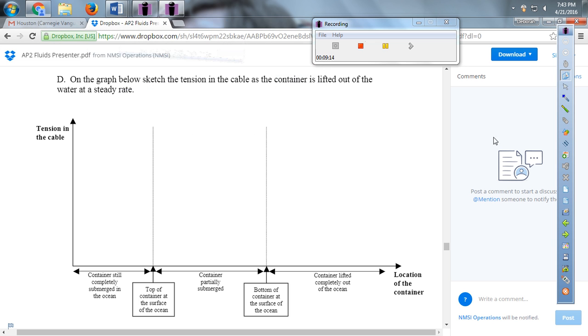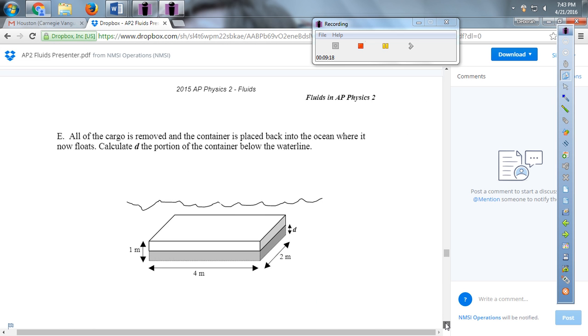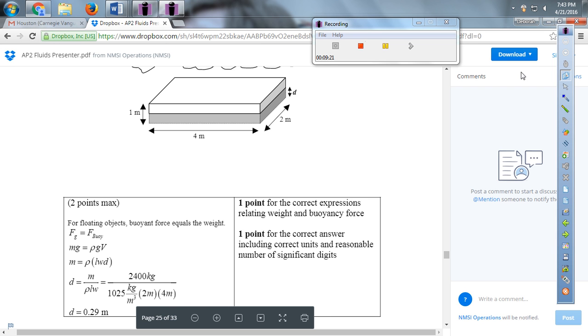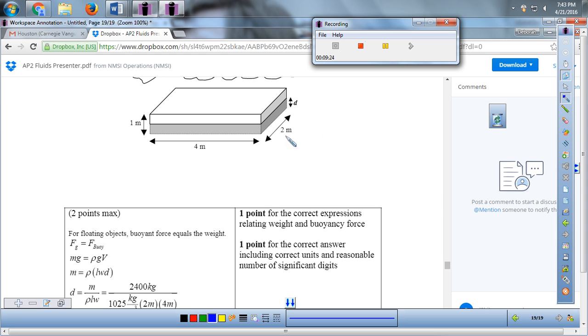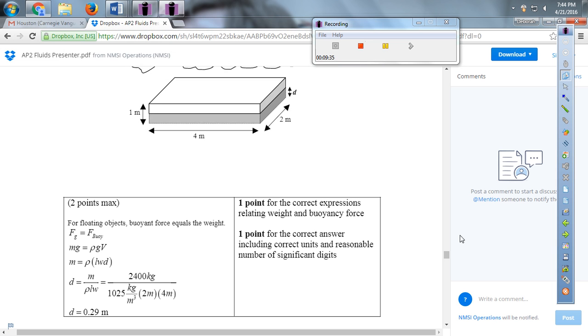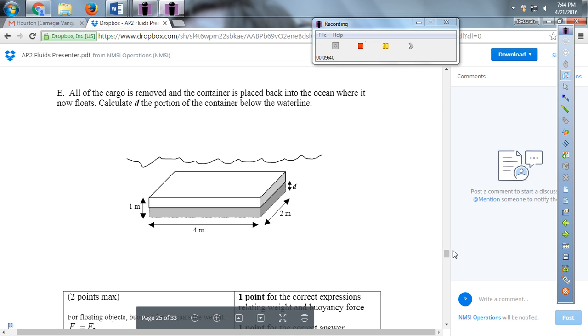Alright, and then I think we have a little bit more. There we go. So let's finish out this problem before my pen quits working.